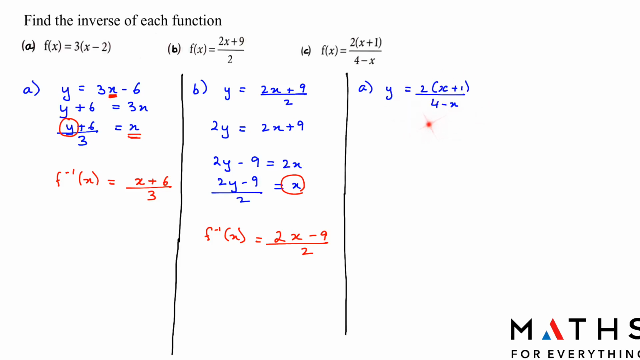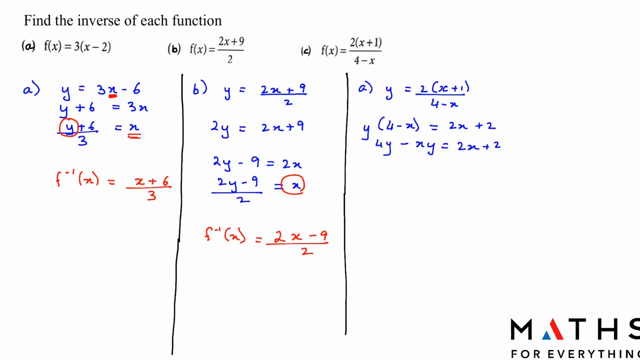This can be a little bit complicated. First, we remove what is in the denominator to the other side. So y bracket 4 minus x. We are multiplying. Expand the bracket. 2 multiplied by x is 2x. And 2 multiplied by 1, 2. Expand this bracket also. 4 multiplied by y is 4y. And x multiplied by y will be negative xy.